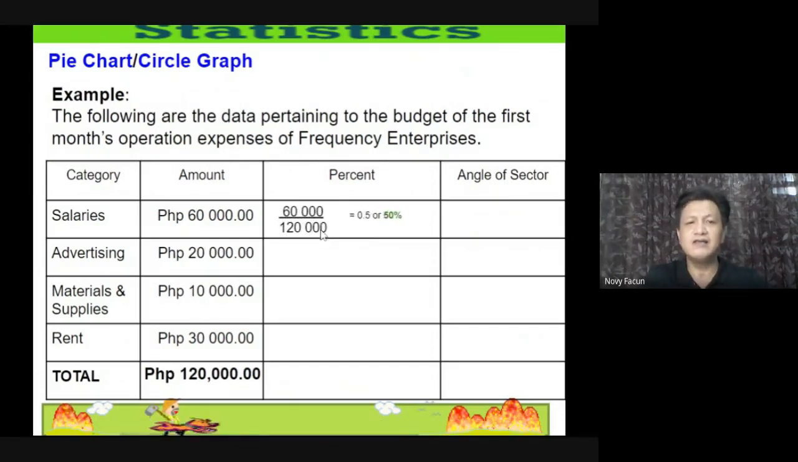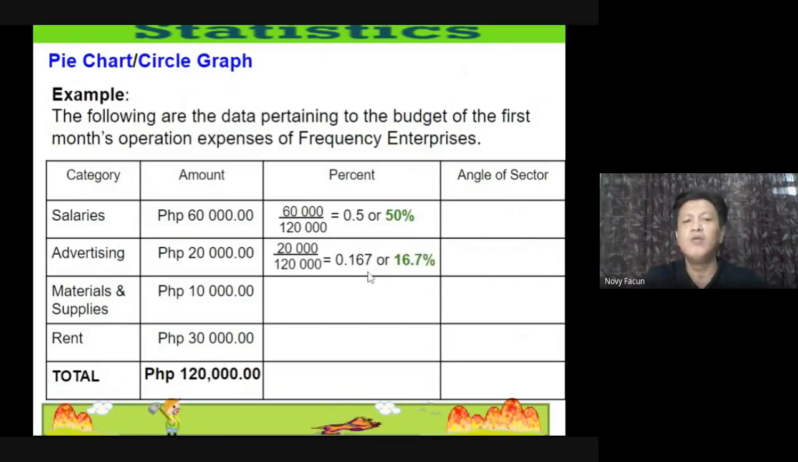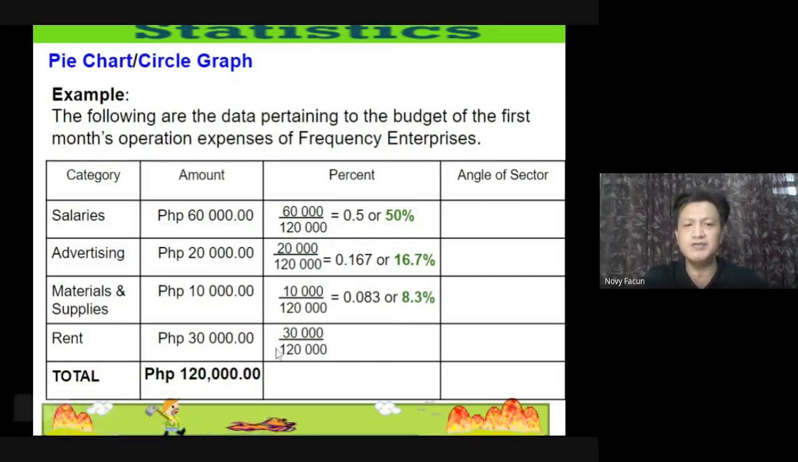So meaning to say, that is 60,000 divided by 120,000, that is 0.5 or that is percent equivalent of 50%. And for the advertising, i-divide lang din natin, that is 0.167 or equivalent of the 16.7%. And for the materials and supplies, we have the 0.083 or 8.3%. Okay, di ba? Dinivide lang natin yung 10,000 divided by 120,000. Okay, same with this. To find the percent of rent, 30,000 divided by 120,000, that is 0.25 or that is 25%. Kailangan pag inadd mo lahat yung percent, magto-total po ng 100%.